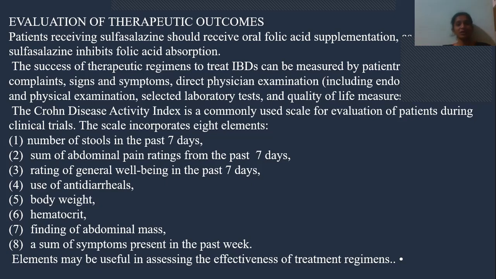And the finding of an abdominal mass. As I said, in Crohn's disease, we can feel a kind of abdominal mass. So that also will be considered as a parameter. And then a sum of symptoms present in the past week, like a conclusion or an average of what symptoms he has experienced in the past week, will be considered. So these elements may be useful in assessing the effectiveness of the treatment regimen. These will have some kind of points, and taking an average of all these will indicate the effectiveness of the treatment regimen.